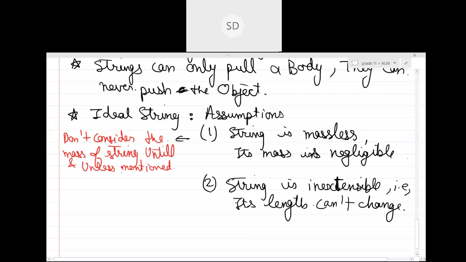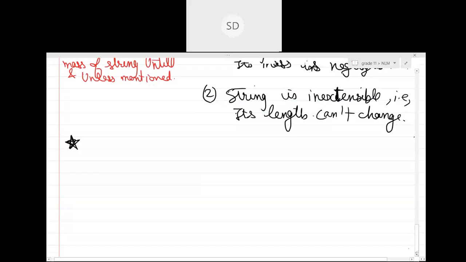So this is your ideal string. But we know ideal strings don't exist. Real strings exist. A real string will have certain mass. Real strings are extensible as well, so it will change the system a little bit. But for understanding purposes, initially we will assume that everything is ideal. Is this clear, guys? Yes sir, it's clear.